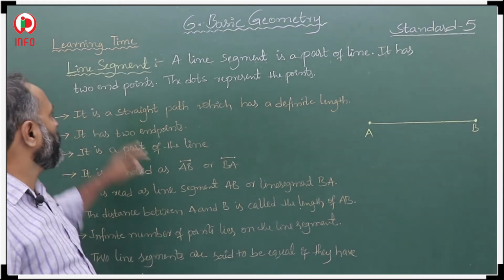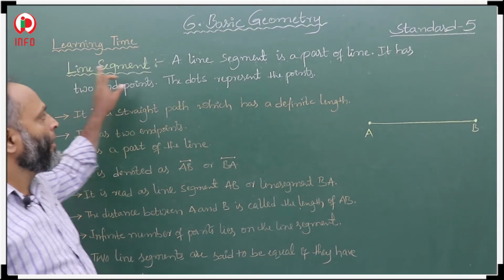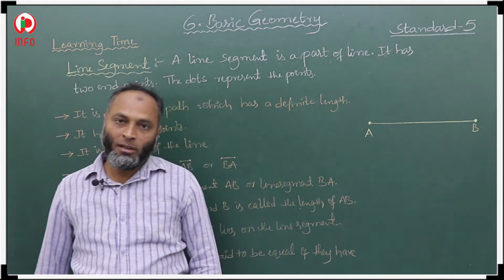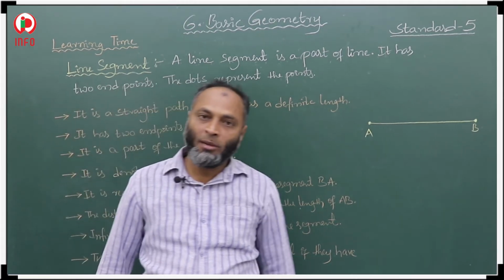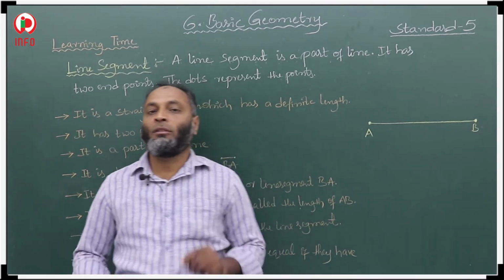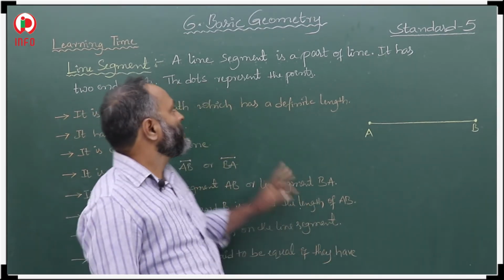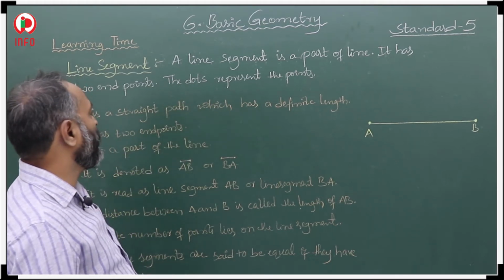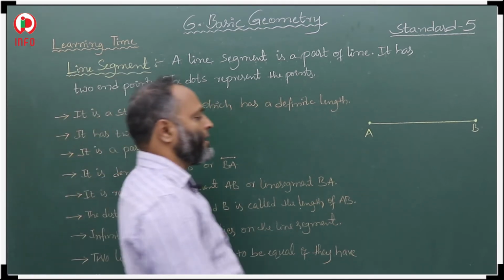Now next, see here, line segment. What is a line segment? A line segment is a part of a line. Ray is also a part of a line. Both rays and line segments are parts of a line. So a line segment is a part of a line, and it has two endpoints. See here how it is a part of a line.